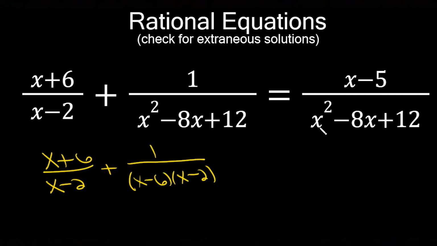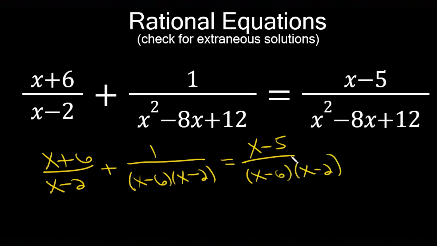And then looking to the right of the equal sign, I have the same exact quadratic in my denominator. So all I have to do is rewrite these factors here. So I'm going to write equal to x minus 5 all over x minus 6 and then x minus 2. Okay, so that's completely factored. And then from here, you have to decide how you want to go about doing the problem. It's totally up to you.